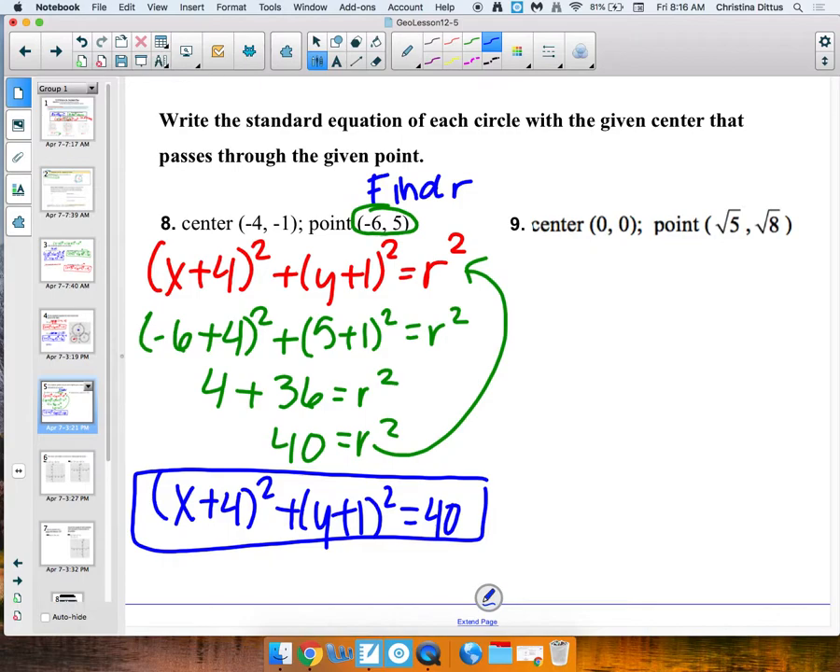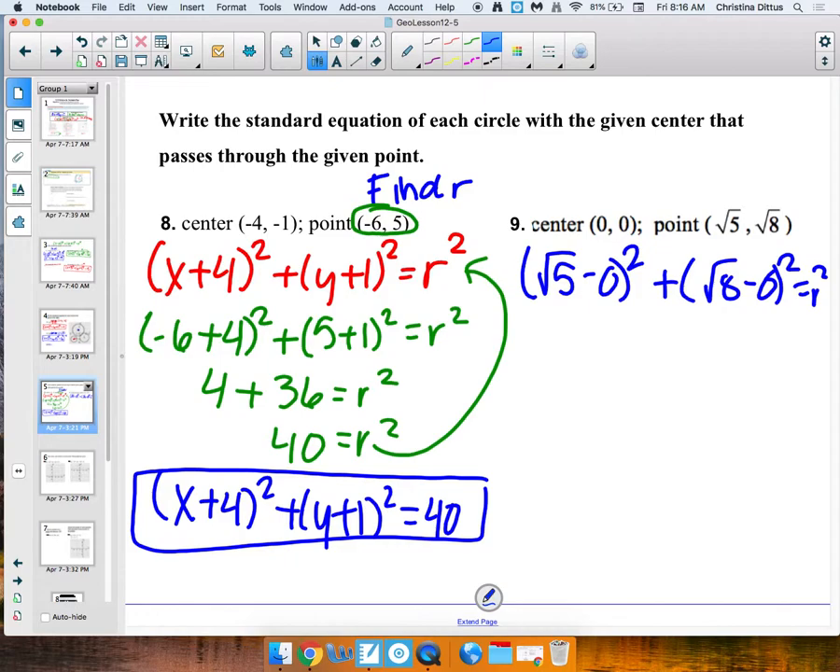Okay, you think we can skip a step? Yes. When I start, let's try to go straight to the green stuff. Or is that too much? No? Okay. What am I plugging in where for what? Square root of 5 for x. So square root of 5 minus 0, squared, plus square root of 8 minus 0, squared, equals r squared.